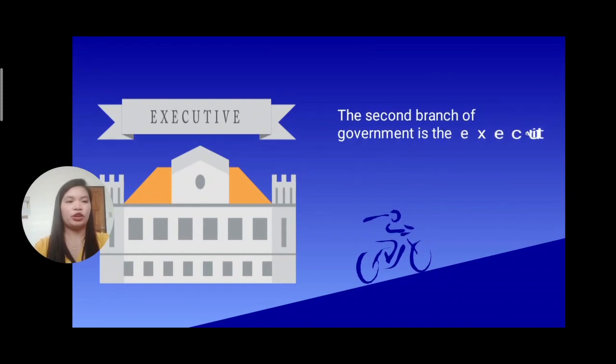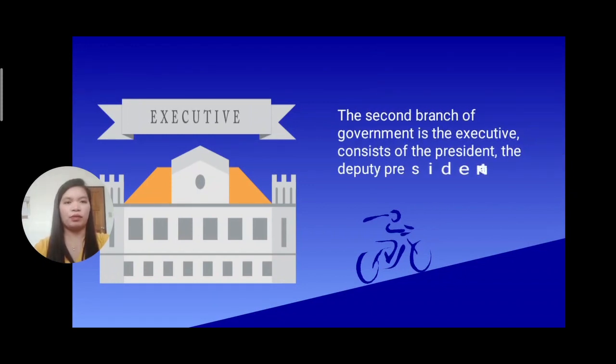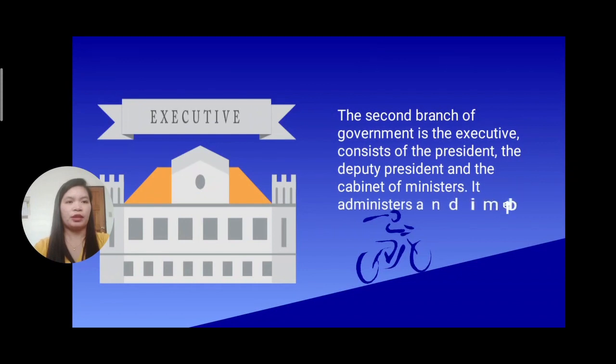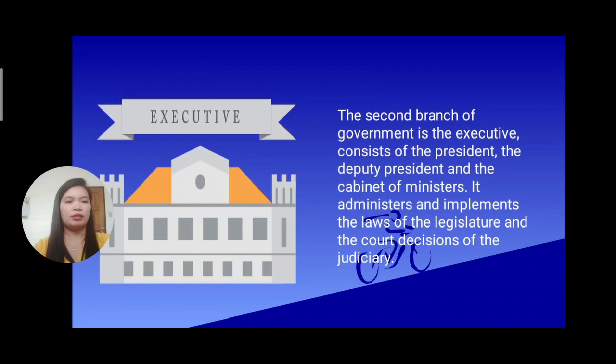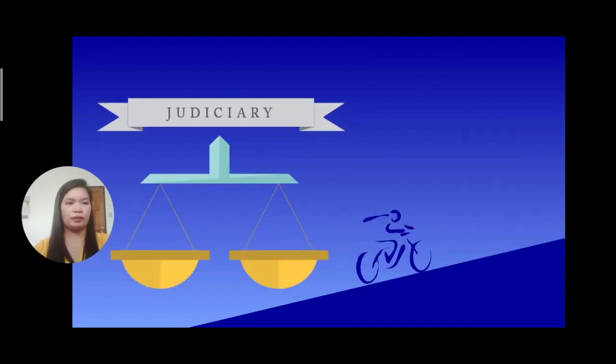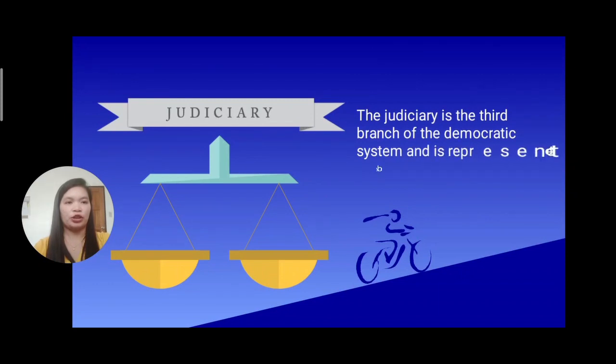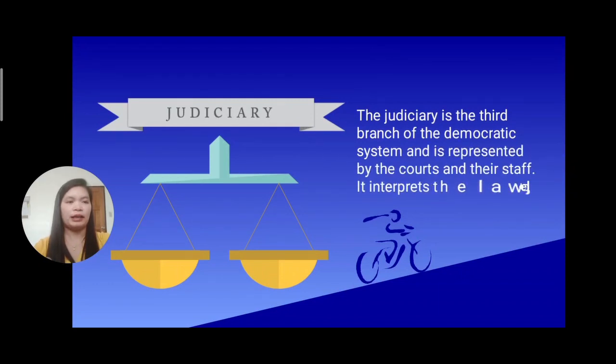The second branch of government is the executive, which consists of the President, the Deputy President, and the Cabinet of Ministers. It administers and implements the laws of the legislature and the court decisions of the judiciary. The judiciary is the third branch of the democratic system and is represented by the courts and their staff. It interprets the law, decides disputes, and applies the Constitution.